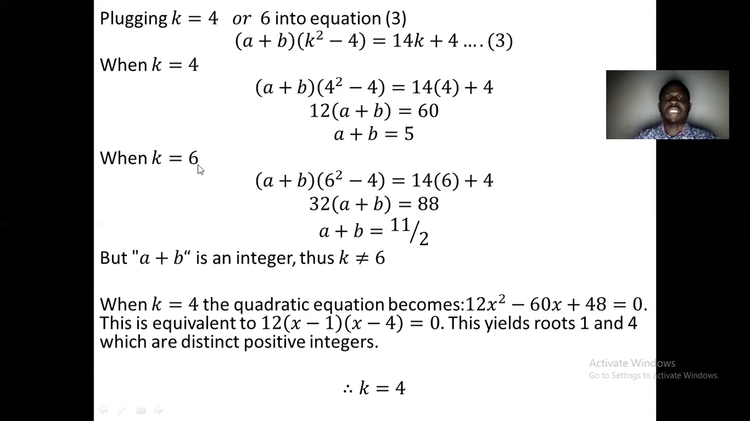Now, when k equal to 6, we have a plus b times 6 squared minus 4 is equal to 14 times 6 plus 4. This gives us 32 times a plus b is equal to 88, so a plus b is equal to 11 over 4. But we know that a and b are both integers, and so their sum must be an integer. Therefore, k cannot be 6, because when k is 6, it yields a result that suggests that a plus b is not an integer. So the only possible value of k here is k equal to 4.